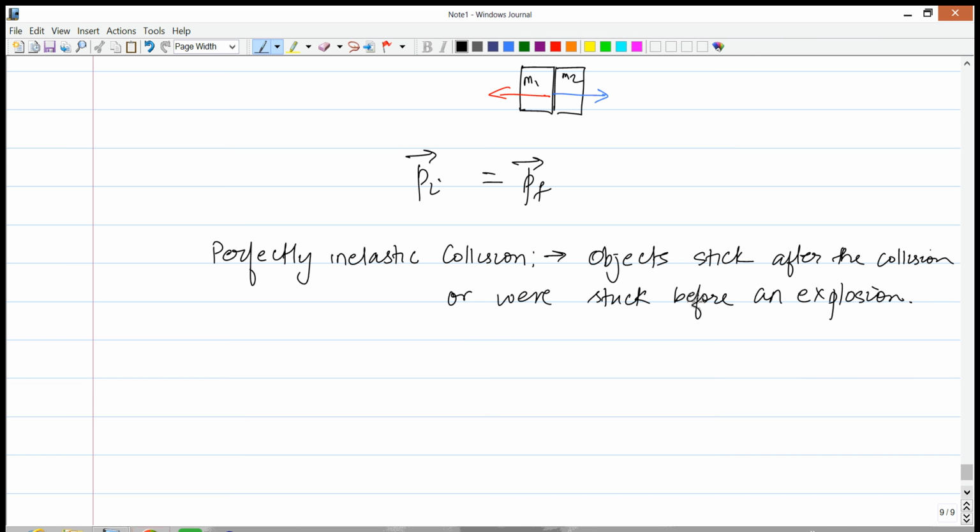Now we've already seen examples of each kind. Objects sticking after the collision was a ballistic pendulum, and objects being stuck before an explosion were the two ice skaters who pushed each other off. They were together, they were one unit, they pushed each other off, and they move in opposite directions. Okay, so they are both examples of perfectly inelastic collisions.